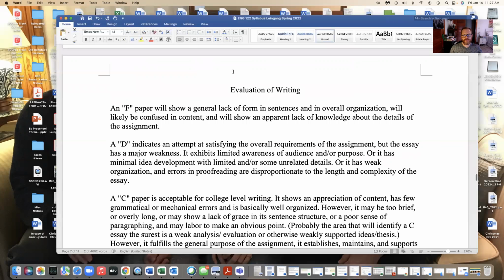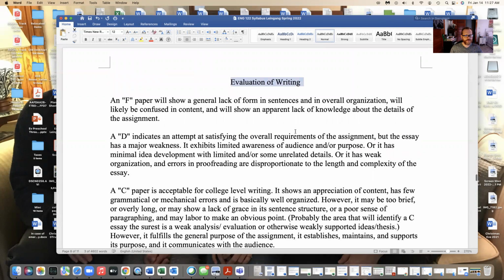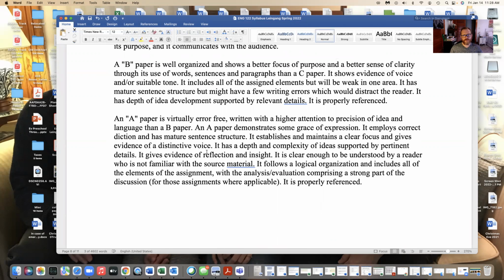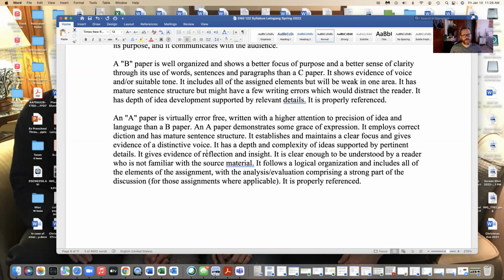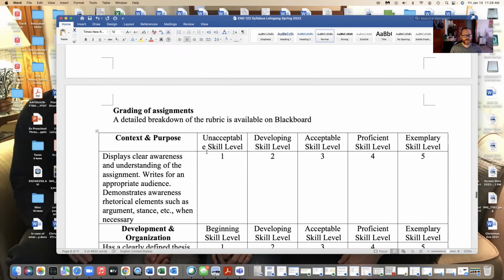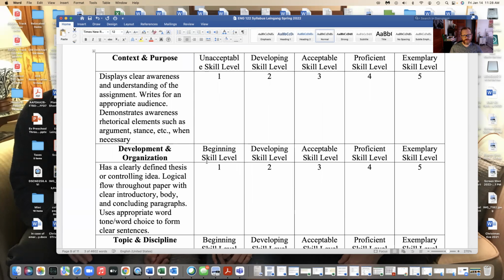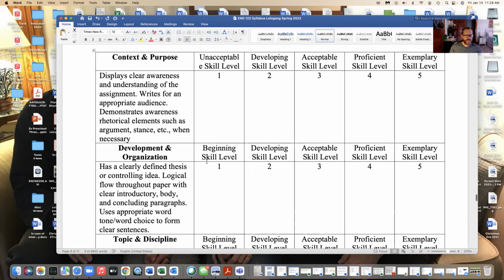I do have a little indication of evaluation of writing. This is just in there to help you understand a little bit more. This is not the Bible. I'm not holding it up as sacred text. It's just there as more of a guidance of what expectations are. I do have my rubric. This is just a very general rubric, but I use it for just about everything.